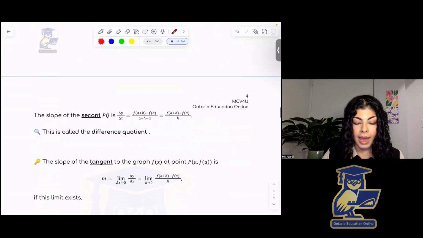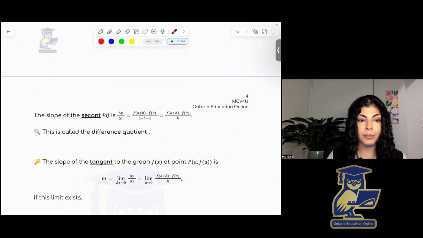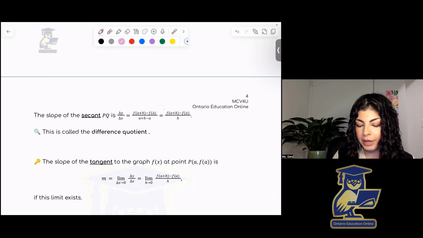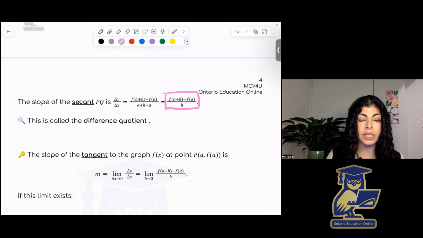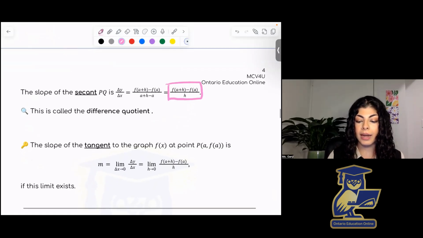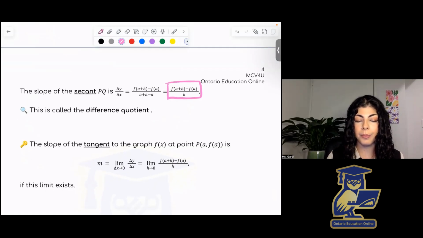And the slope of the secant, using this mathematical notation, is just represented by f of a plus h, take away f of a. And in the denominator, we also have a plus h minus a, which simplifies to h. And now this fraction is a very important fraction. This is called our difference quotient, and you're going to be seeing this a lot throughout calculus. So please get familiarized with it in this lesson and the next. And if you have any questions, please reach out because this is one of our very important key concepts.